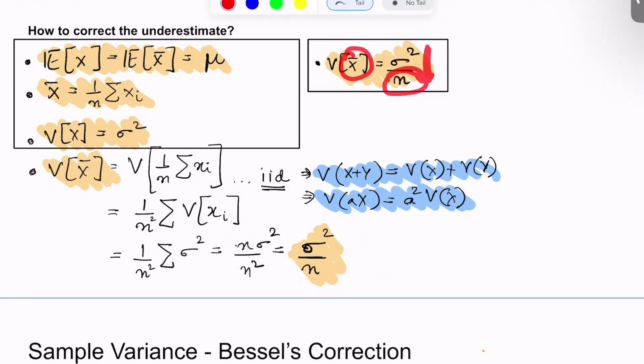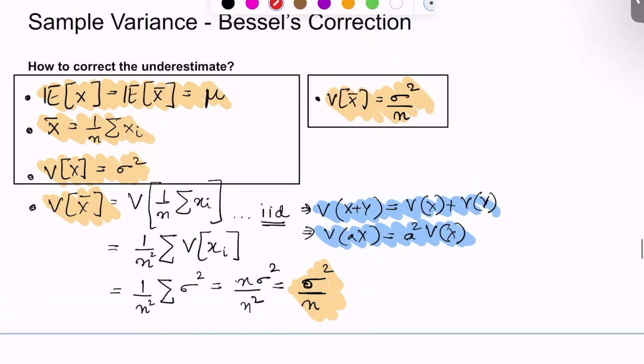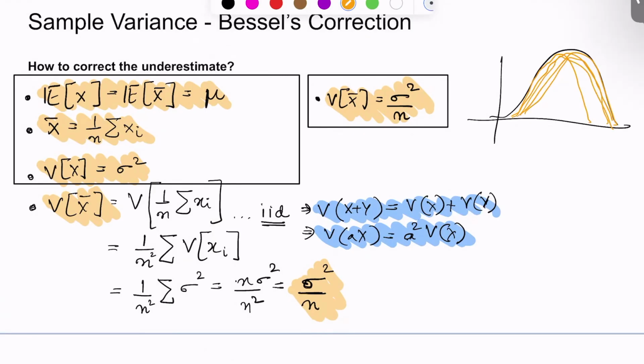So how much variance there is in the mean depends on the number of samples that we have. We can also verify that with this example, where let's say we have this population distribution, and we are taking a sample set like this, and doing this sampling multiple times, keeping a very large sample size. We'll see that the mean is always going to be somewhere in this region itself.